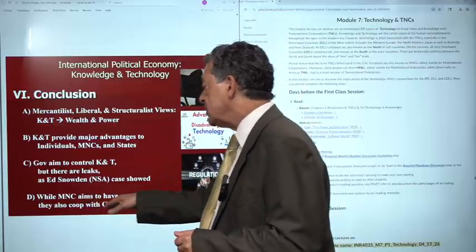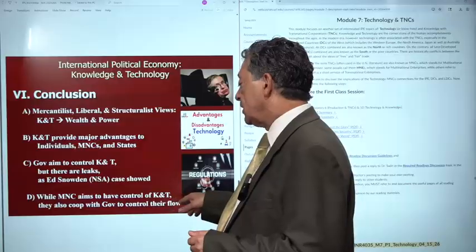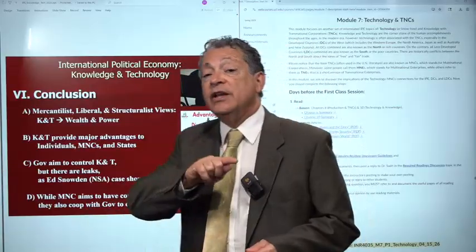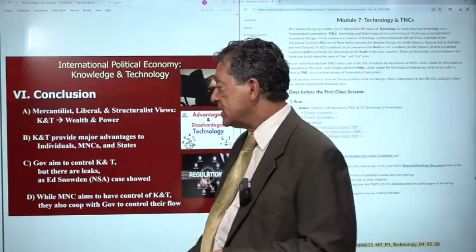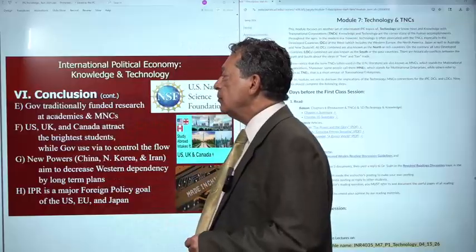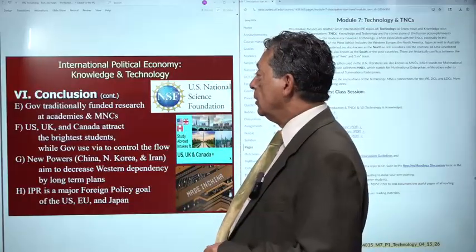And then while MNCs aim to have control over knowledge and technology, is that right? They also cooperate with the government to control the flow of it. So that's another very important thing to consider. Continuation of some of the main points that we would like to conclude.